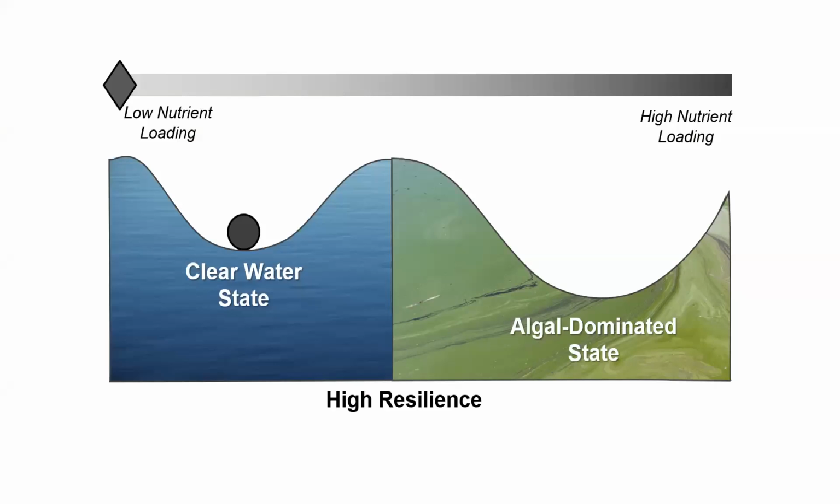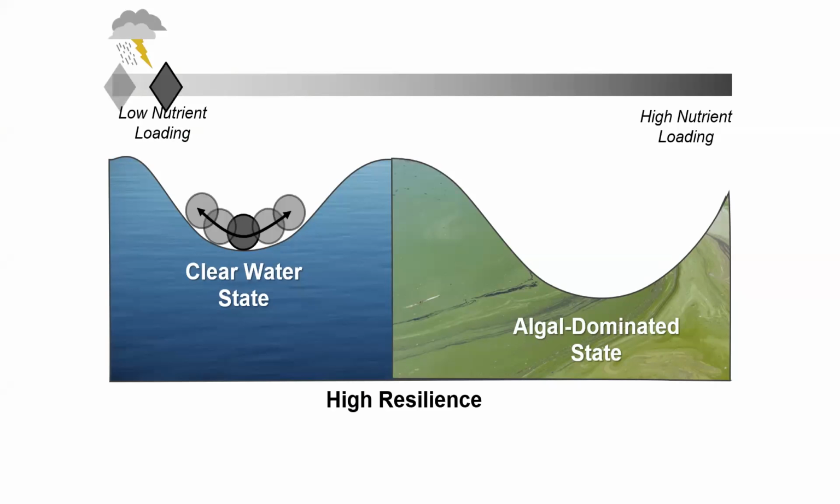And if we think about the ecosystem being this ball here in these two states or the basins, this is probably a diagram that you're pretty familiar with. The height of the saddle, or the hump between these two basins representing the clear water and the algal dominated state, is the resilience of the system. So in this case, there is a pretty steep basin. It's a very high saddle there. And so this system has high resilience. This is under conditions of low nutrient loading.